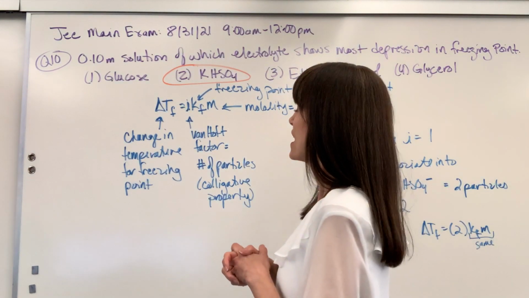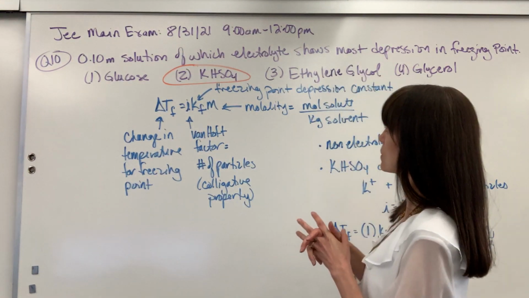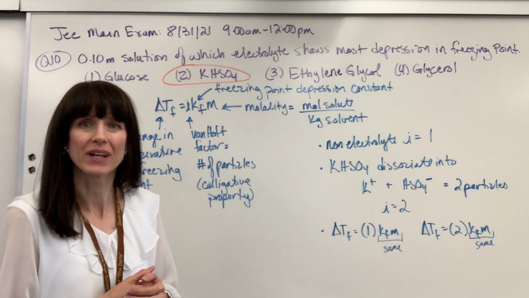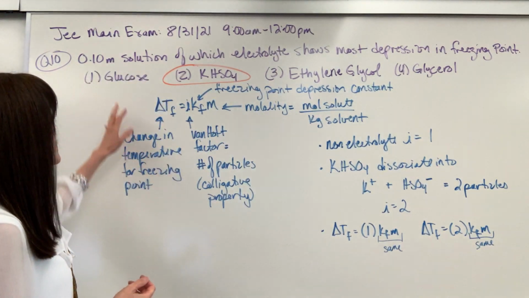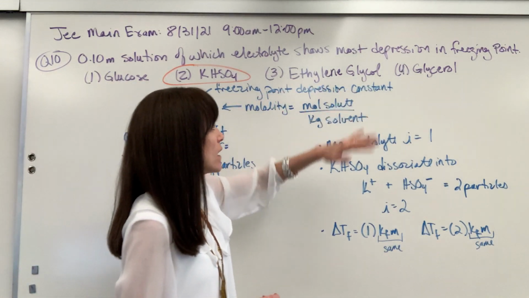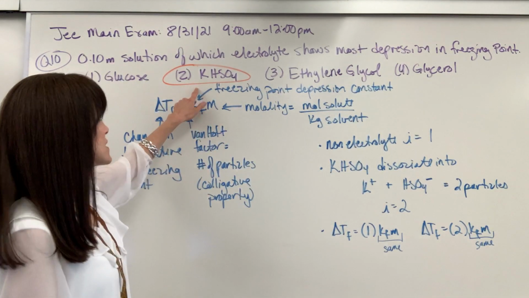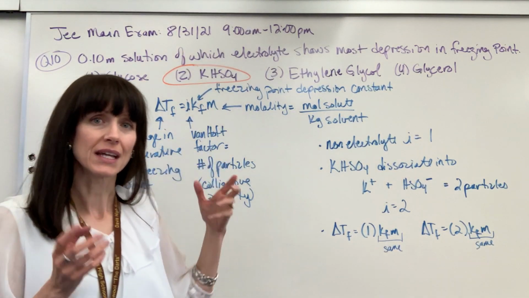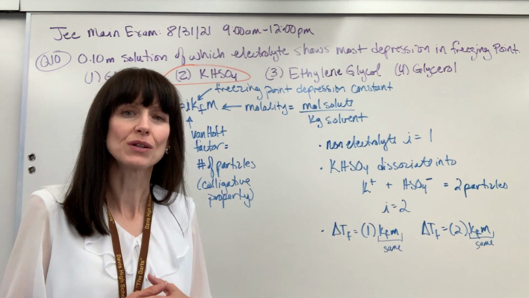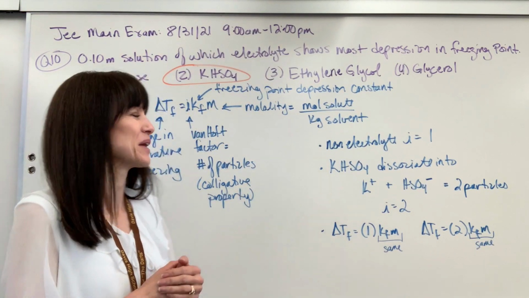Let's read it together. It says, a 0.1 molar solution of which electrolytes show most depression in the freezing point. And then they give us 4 electrolytes. We have glucose, potassium hydrogen sulfate, ethylene glycol, and glycerol. The answer is right here. If you understand this, it's because there are 2 particles. Now, if this is new to you, and you don't quite understand, watch the rest of the video.